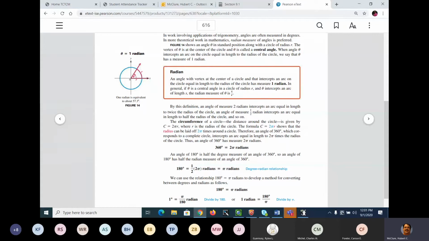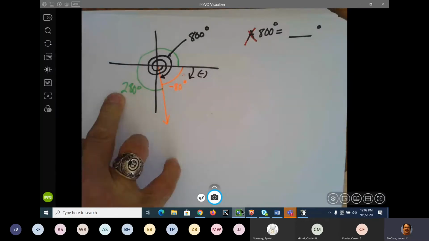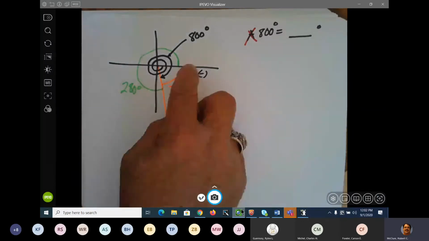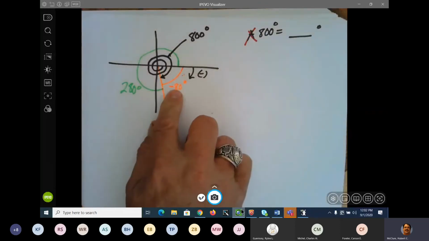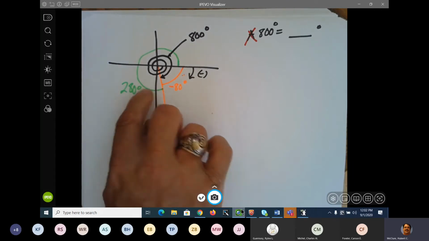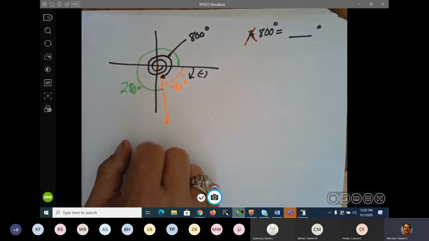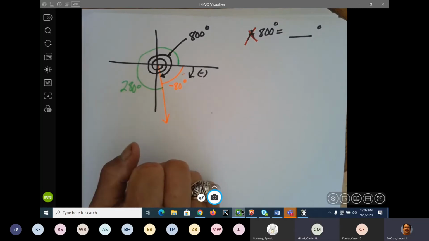In other words, the 280 degrees. The green, go with that. In other words, negative 800 degrees gives you negative 80 degrees. You see that? The reference angle to negative 80 degrees is 280 degrees. So the answer would be 280 degrees. Okay, thank you.